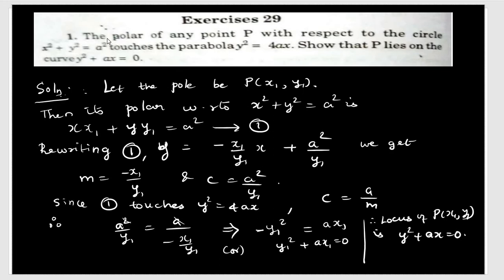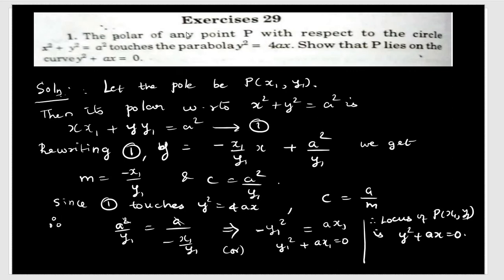So whenever we have a problem which involves polar, first we have to consider the pole. So we shall consider the pole to be P of x1, y1. Then we have to look at the problem and see with respect to which curve we have to consider the polar. So here we have to consider the polar with respect to the circle x square plus y square is equal to a square. So we write down the equation of the polar as this. Now we rewrite this in the form y is equal to mx plus c, and see that this m is this and c is this.